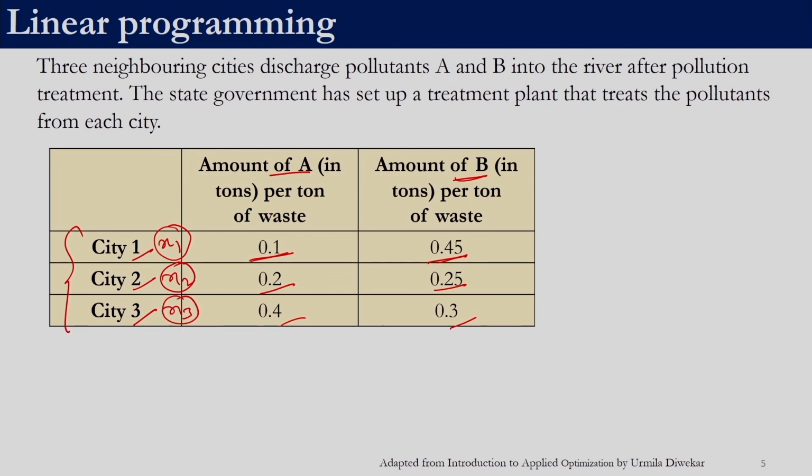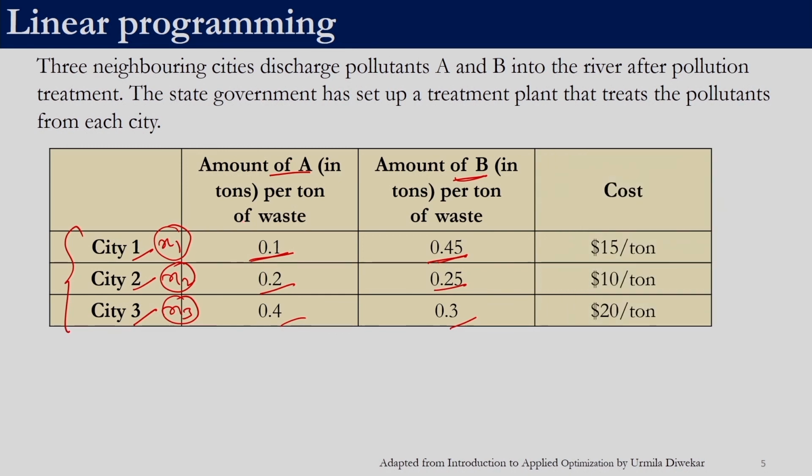So, the question is how much of the stream coming out of city 1 has to be processed, how much from city 2 and how much from city 3, given this pollutant content. To process 1 ton of stream coming out of city 1, it requires $15, whereas it requires only $10 to process 1 ton of stream coming from city 2, and it requires $20 to process 1 ton of stream coming from city 3.